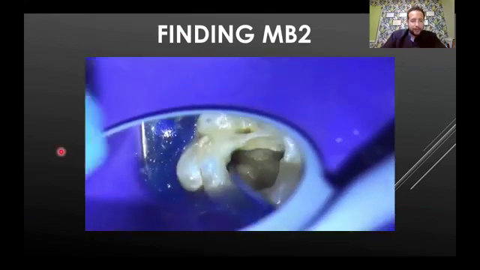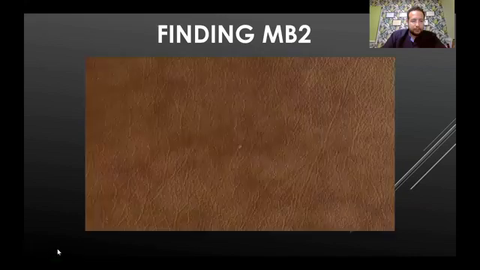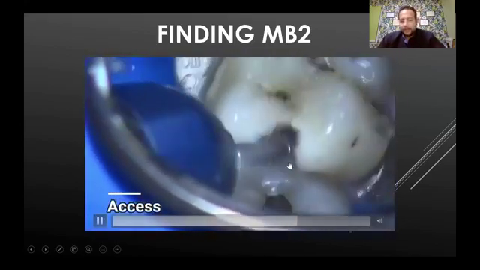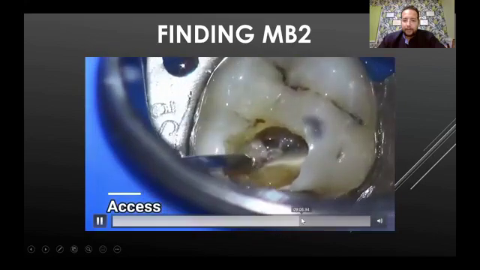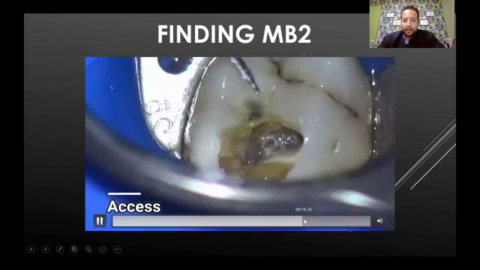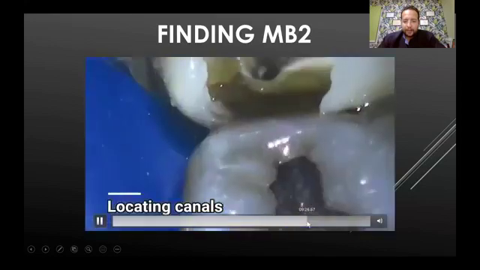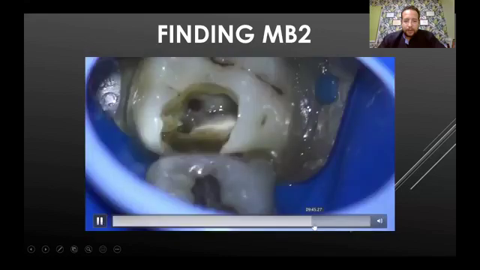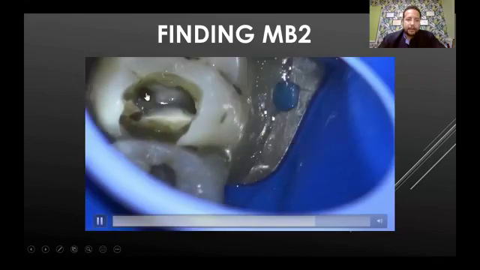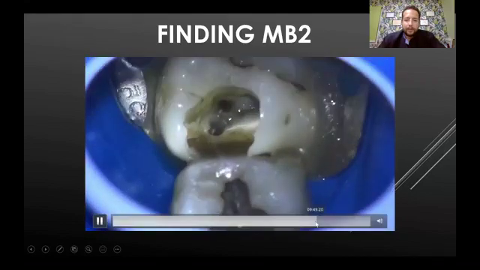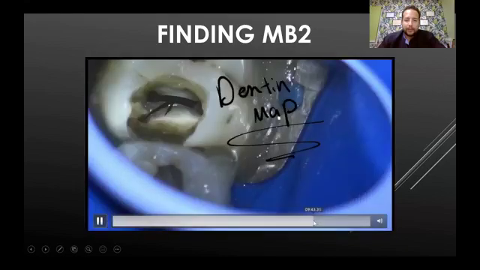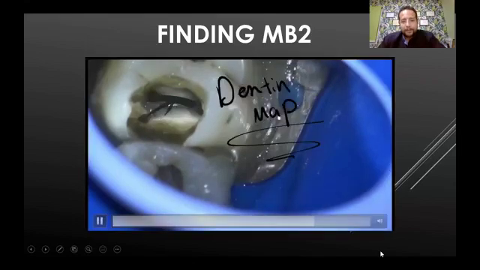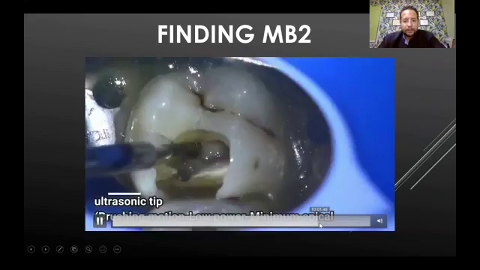Now let's review our last case. Fourth case. This is a mesial caries, so we'll go as planned. Draw my access cavity, finding the mesial, finding the distal, finding the palatal. Then we're going to use the dentine map. It should be here, and the geometry between canals. So according to geometry, it should be here. Let's use our ultrasonic and search.